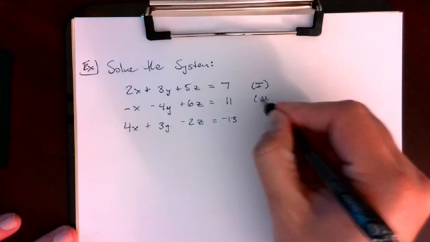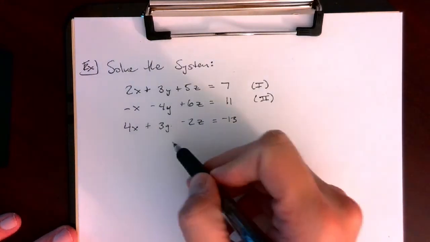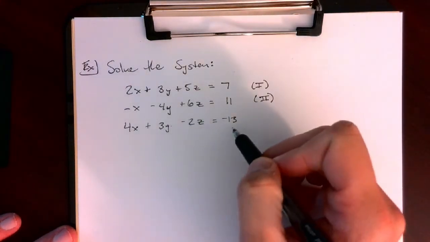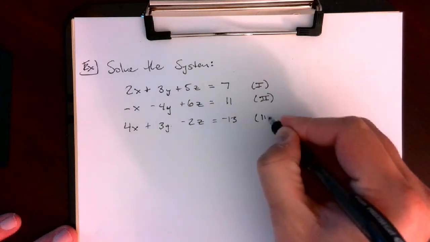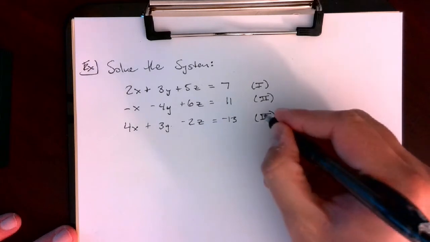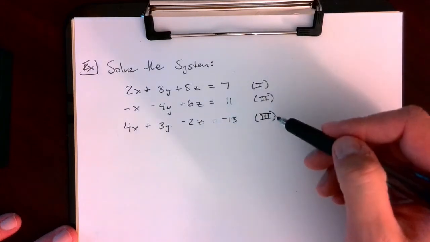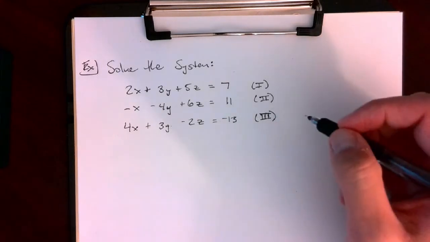I'll label that with Roman numeral 2. And then 4x plus 3y minus 2z equals negative 13. I'll label this as equation 3. So this way I can talk about them and easily refer to them. You should do this for yourself. You won't see it in any of the problems as you start them, but you should label them for yourself.